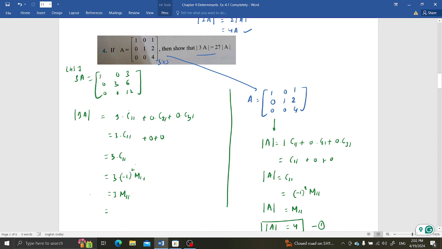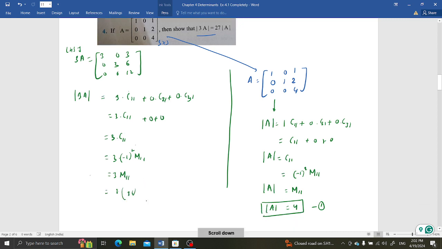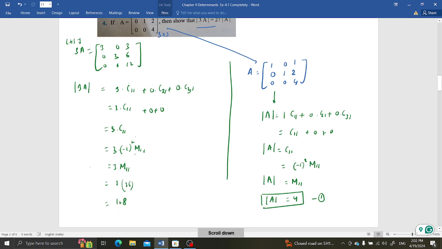Wait, this is 3. So here we get 3 we have already, 12 3s are 36, 3 6s are 18, 1 3 3 are 9, or 108 we get. This is the determinant of 3A.